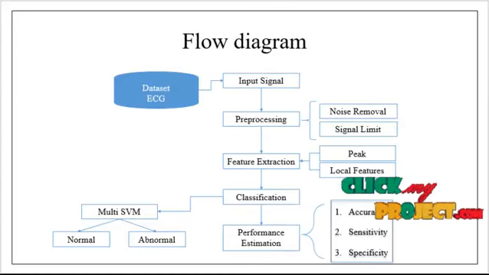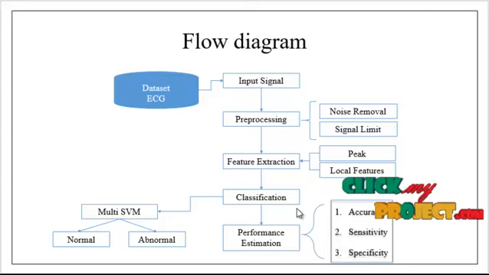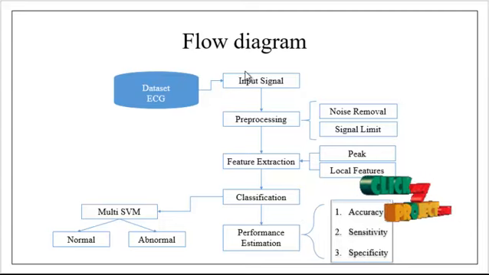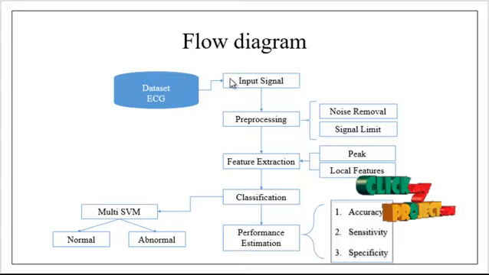Now we are going to discuss the flow diagram of the process. This is the overall working flow of this project. This project consists of modules such as input signal, pre-processing, feature extraction, classification, and finally performance estimation. At first, the input signal is taken from the dataset.